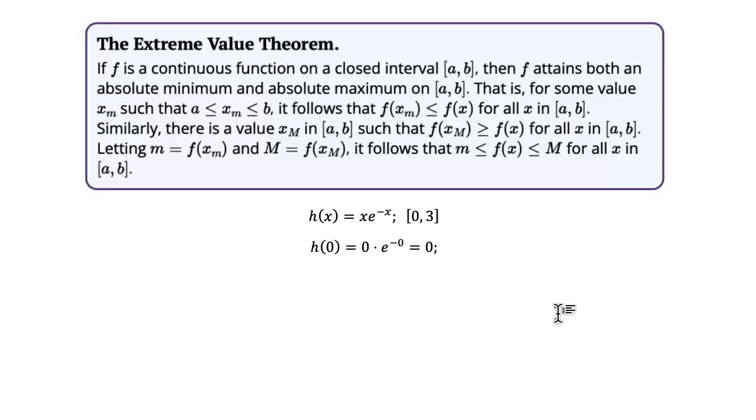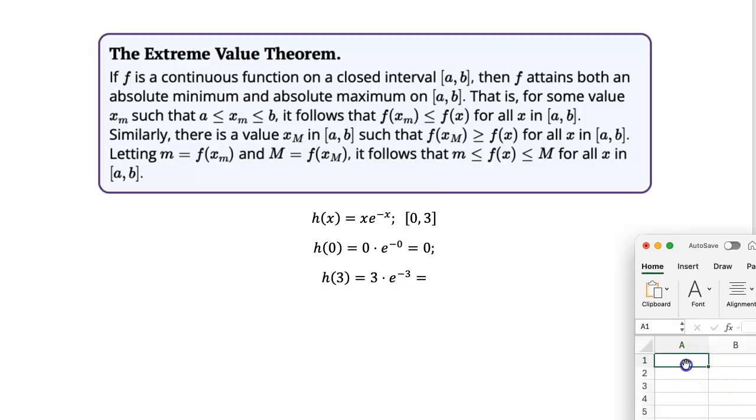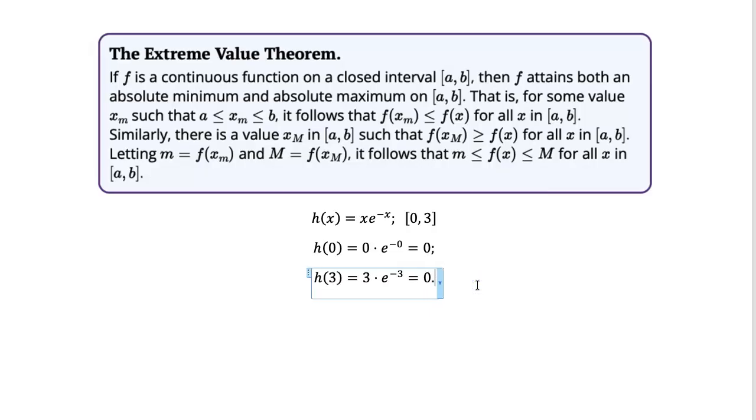And if we look at h of 3, 3 times e to the minus 3, what does that equal? Well, I'm going to pop over to Excel, and 3 times e to the minus 3 is 0.149, which is larger than 0, right? And so next, what are we looking for? We're looking for critical values.